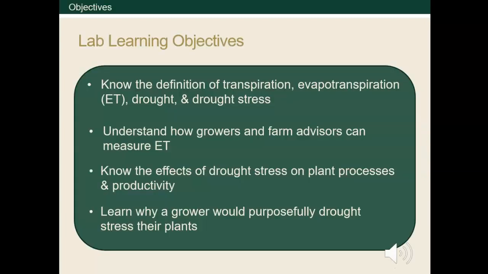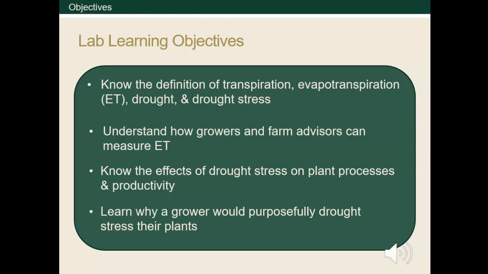After listening to this lecture, I hope you will be able to define a few of these key terms: transpiration, drought and drought stress, and evapotranspiration. Scheduling irrigations and even fertilizer applications often takes into consideration evapotranspiration, or ET, and growers and extension farm advisors use certain tools to measure ET.